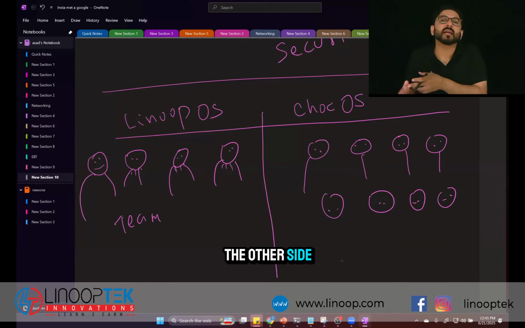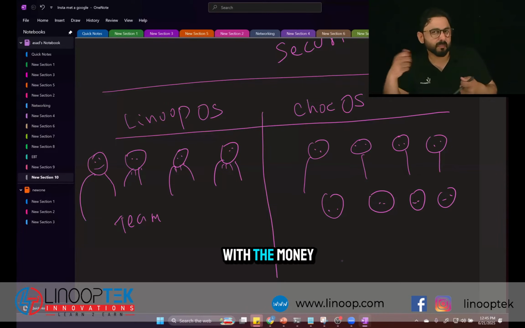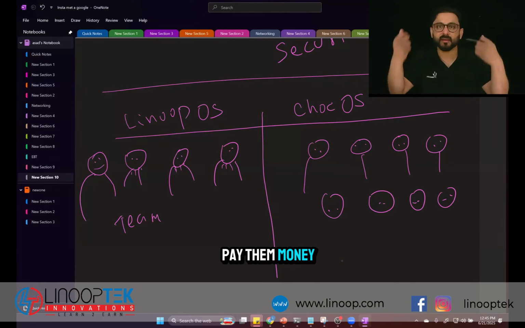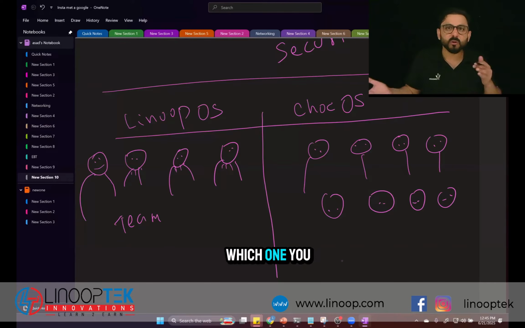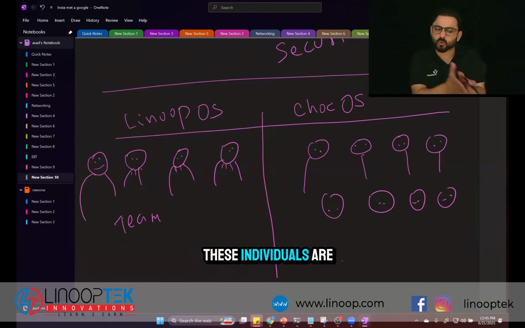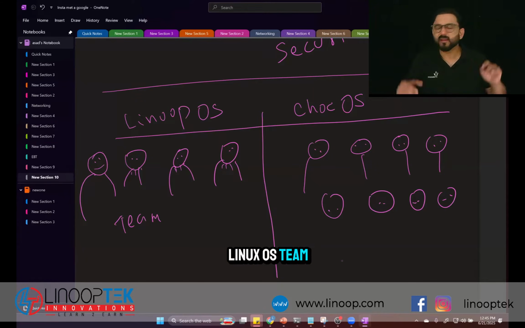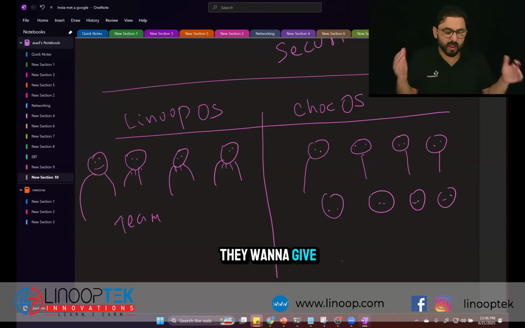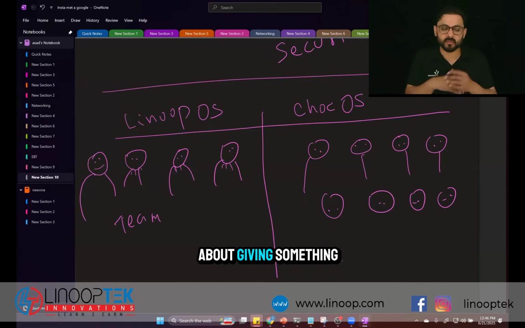And on the other side, I am motivating Nasser and Shahid and Amr with money. I go out there and bring more developers and pay them money and give them nice cars. Which one do you think is highly motivated, these individuals or the LinoopOS team? Of course, the ChalkOS team, because they care about humanity, they want to give back to society, and they care about giving something for free.